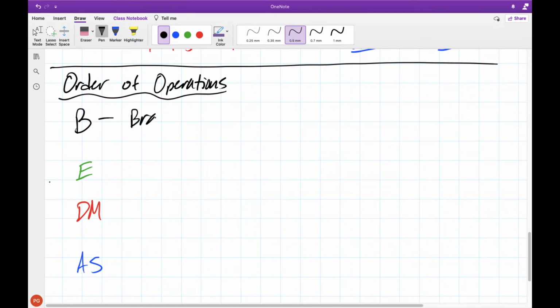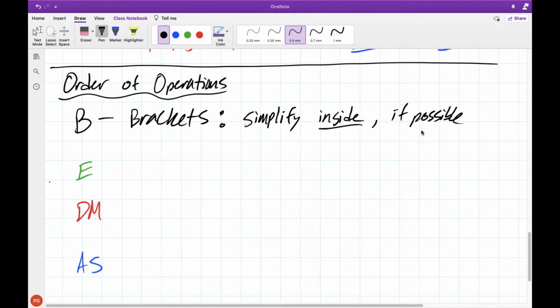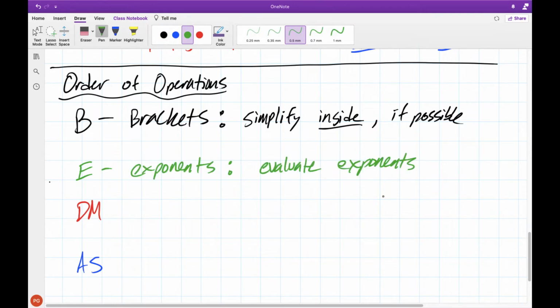So the B here stands for brackets. And what it tells us to do is to simplify inside our brackets if possible. Now this "if possible" means that if we do all the simplification inside of our brackets, we can get rid of the brackets. And if there's nothing to simplify inside of brackets, we can just get rid of them at the start. Our E stands for exponents, and all we have to do is evaluate the exponents. Now we haven't talked about this just yet. This is going to be coming later, so stay tuned for that.